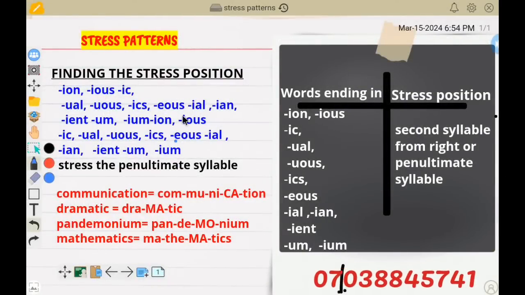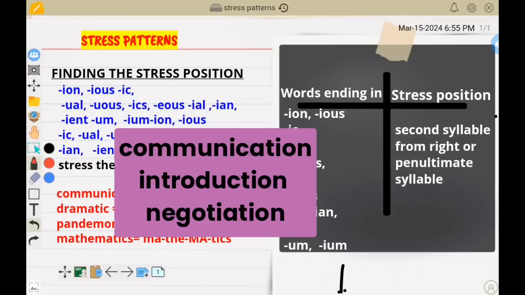We'll move to finding the stress positions for words ending in ion, ious, ic, uous, and so on. Anytime you have words ending in these forms, the formula is to stress the penultimate syllable. That means stress the syllable before the last one. Take note of examples of words that end in this form. You have words ending in ion, such as communication, introduction, negotiation.